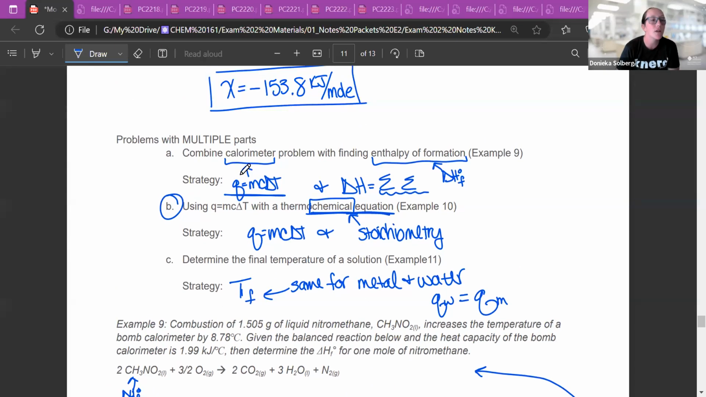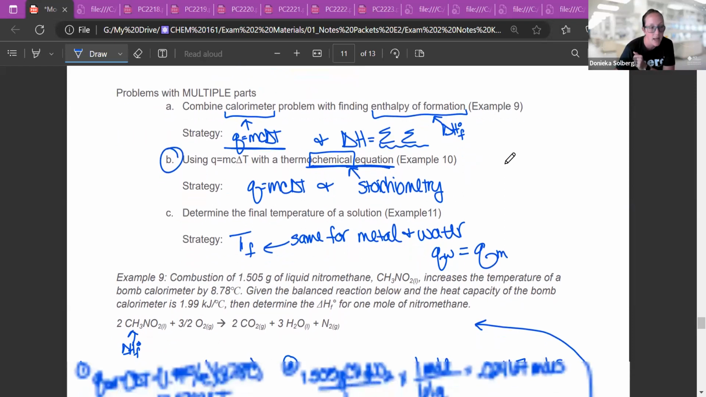So you could have, maybe I did a calorimetry problem. So I did a bomb calorimeter or a coffee cup calorimeter, and then I wanted to know the enthalpy of formation for something. So I can use Q equals mC delta T. I can find my delta H from that, right? We already did that. And then do the sum equation and solve for what I don't know. That's like example number 9.